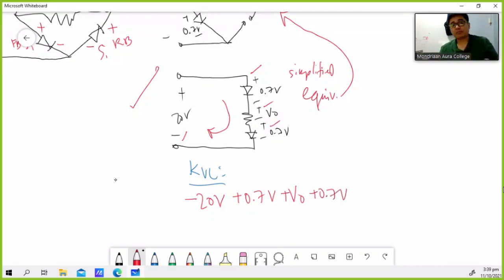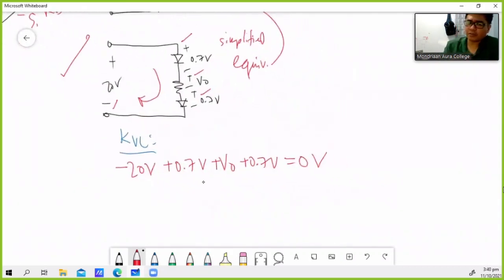Meron pa bang ibang voltaheng present? Wala na. So 4 lang meron tayo. Pwede na natin siyang equate sa 0 volts. Okay. So ang hinahanap natin dito is yung output voltage. Ano kaya magiging effect ng paggamit ng silicon diode? So pagsamahin natin yung 0.7, 1.4 na yan. So automatic magkakaroon tayo ng bawas na 1.4 na agad.